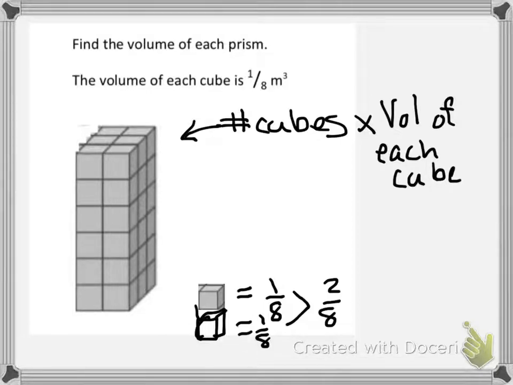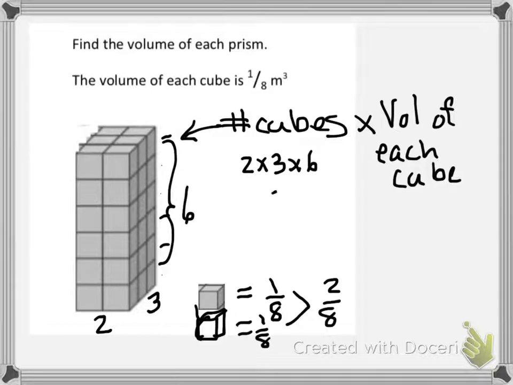I notice there are 2 cubes in the length, there are 3 cubes along the width, and there are 1, 2, 3, 4, 5, 6 cubes along the height. So my number of cubes would be 2 times 3 times 6. That's 36 cubes when you multiply it. And we're going to multiply each of those cubes by its volume of 1/8.